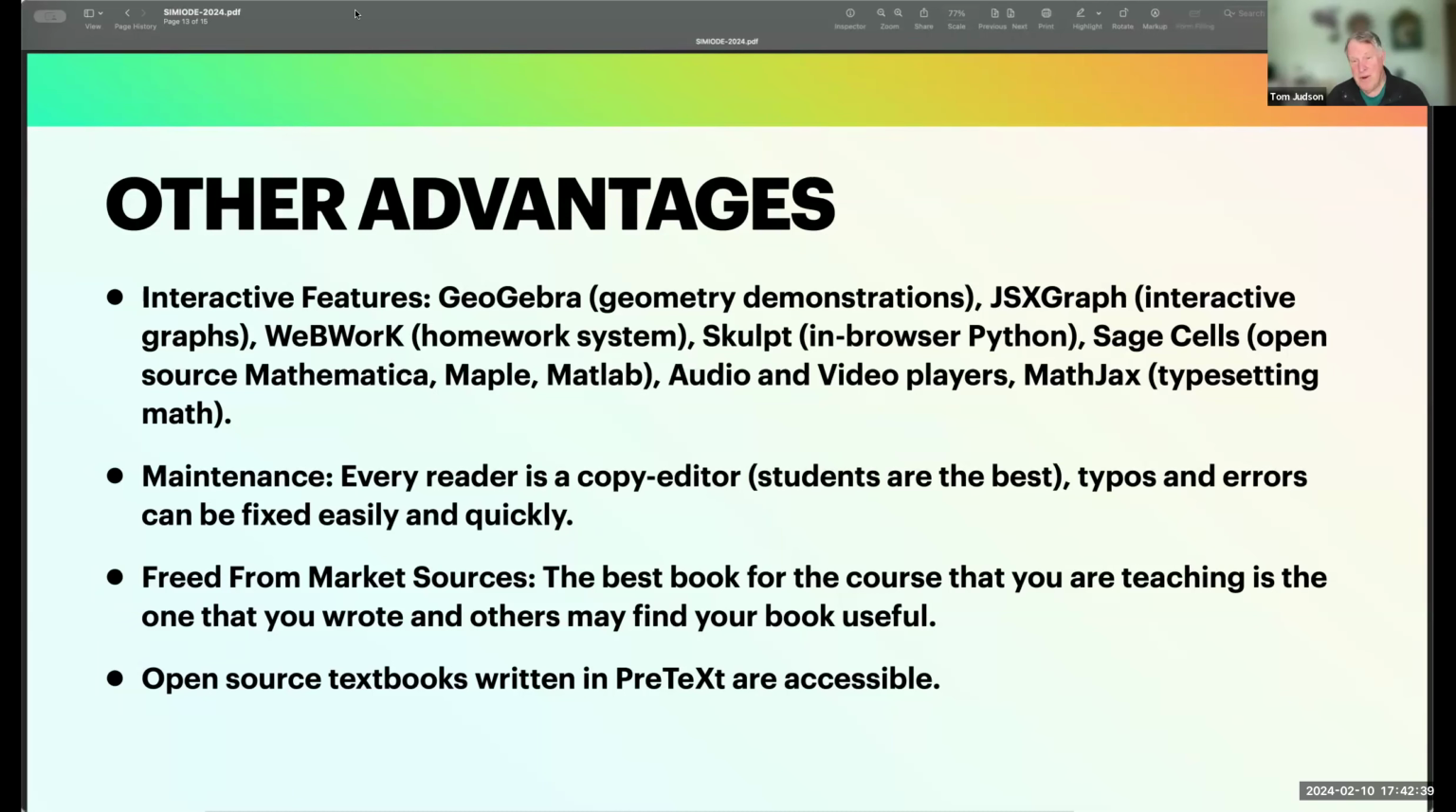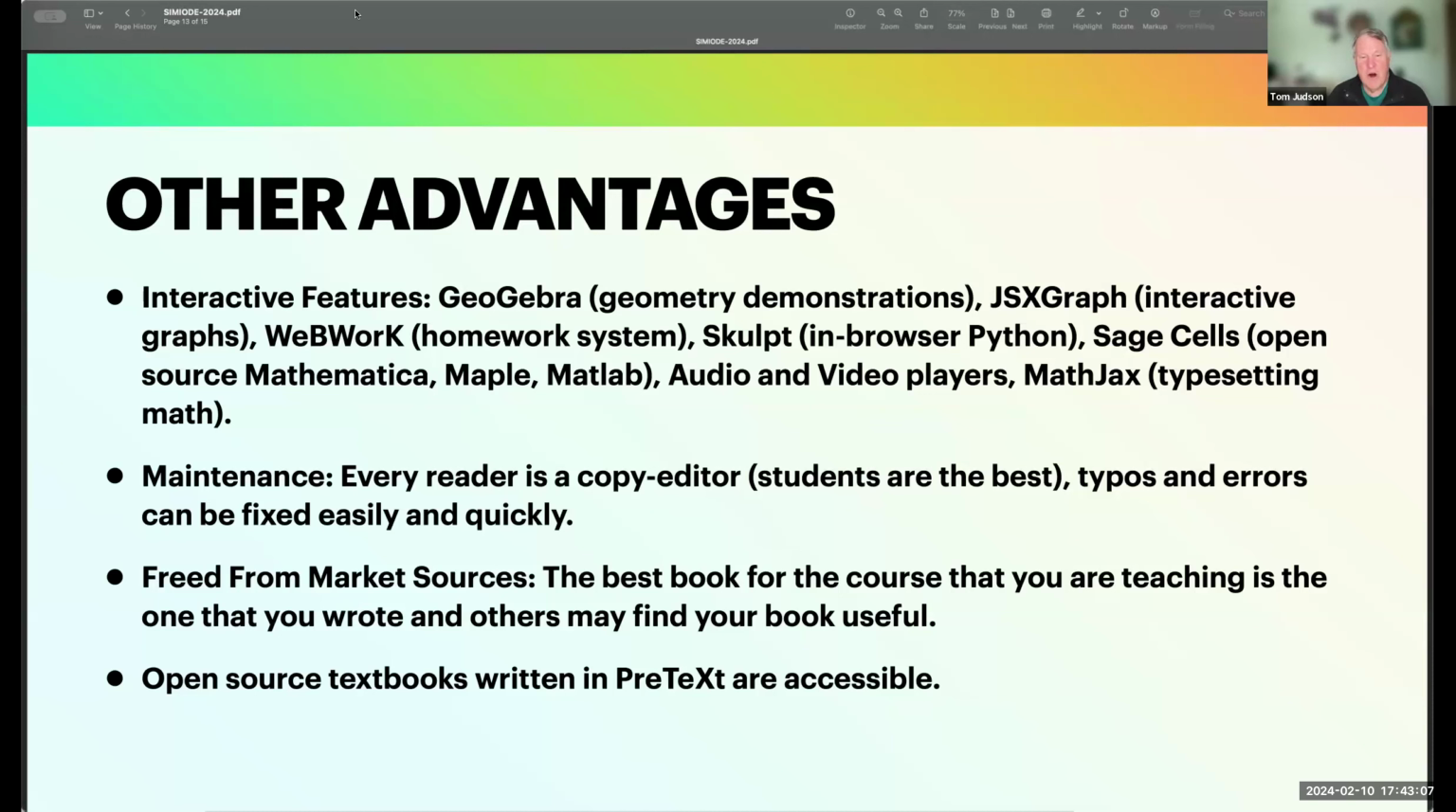The other advantage of open source is you can fix errors on the fly. It's really easy, and students are the best copy editors in the world, especially if you put a bounty on an error. I started out at $5 and I ended up at $20. I used to cap the bank at about $100, and I think one semester I did pay out $100.